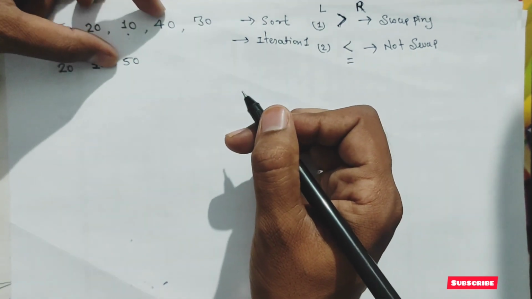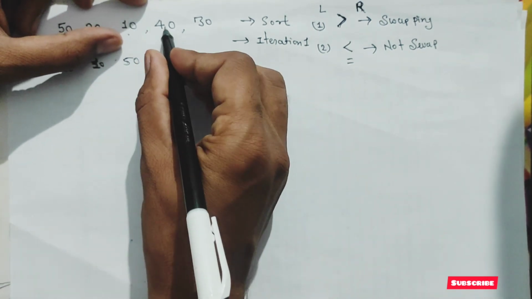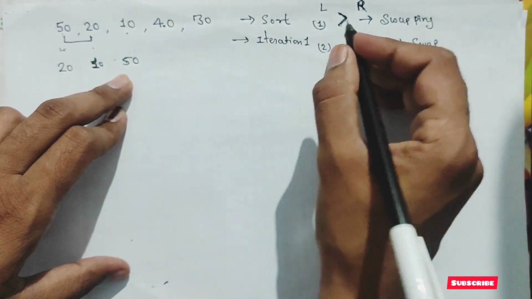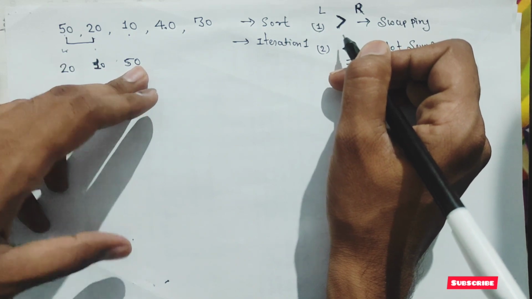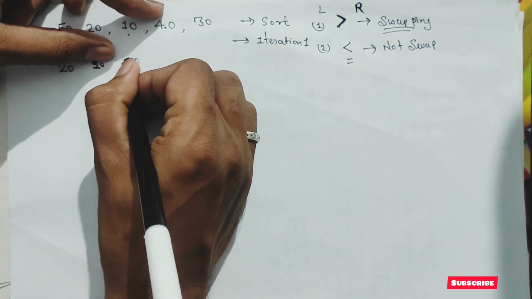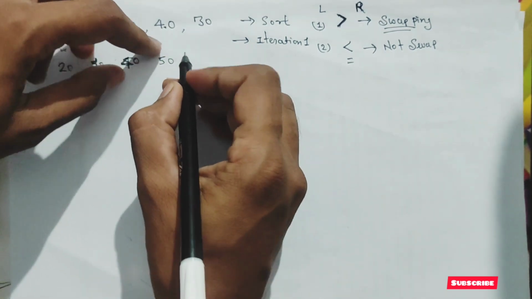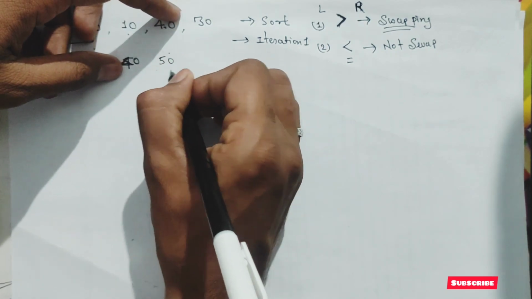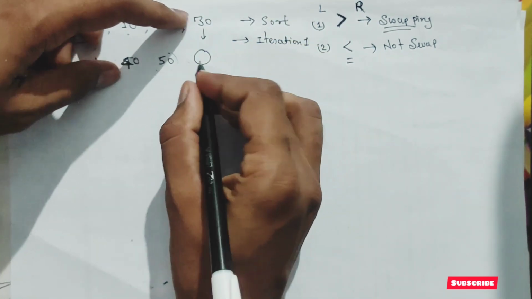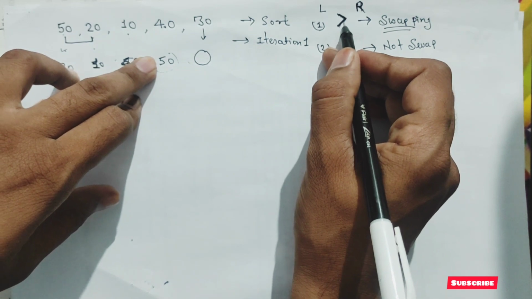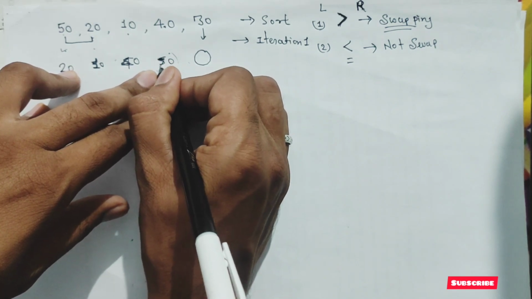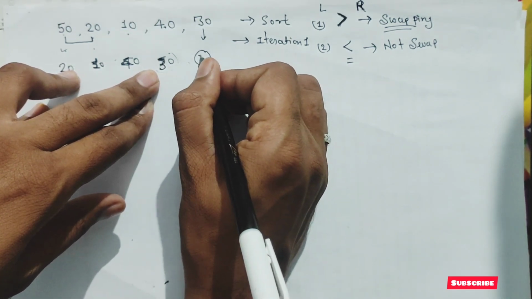Now in the next step, 50 and 40 will compare, and as we see, 50 is greater than 40. In the same case, the left-hand side element is greater than the right-hand side, so we will swap them. So 40 will come here, and now 50 will come here. Next, 50 and 30 will compare, so here is 30. Same condition: the left-hand side element is greater than the right-hand side element, so we swap it. 30 will come here, and 50 will come here.